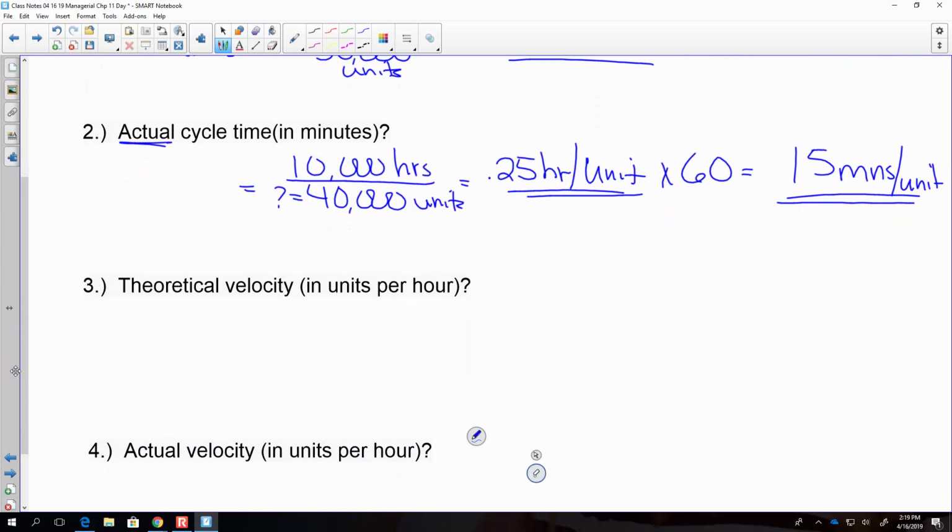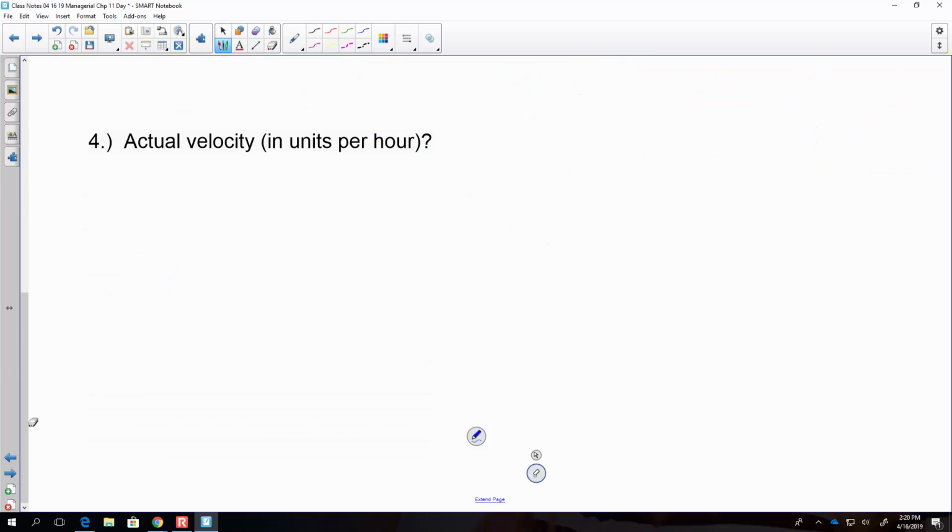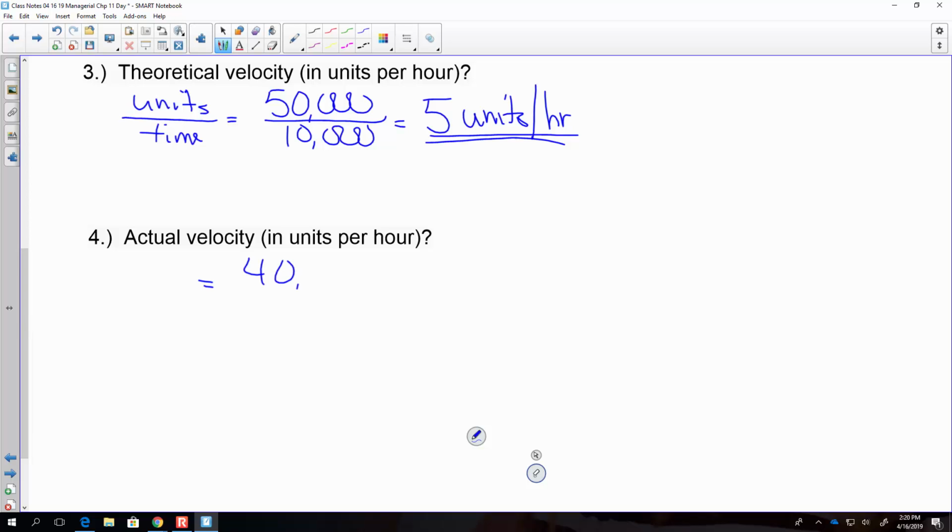Now the velocity is just the reciprocal. I'm going to switch the denominator and numerator around. So now it's units over time for velocity. How many units can I make in 1 hour? So theoretically, I should be able to make 50,000 in 10,000 hours, which is 5 units per hour. That's theoretical. And then actual, again, same. We had actual units of 40,000 as before, 10,000 hours to produce them, 4 units per hour.